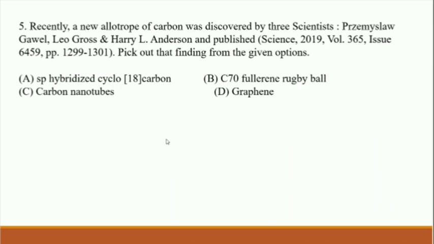Moving on to fifth question. Recently, a new allotrope of carbon was discovered by 3 scientists, Przemysław Gawel, Leo Gross and Harry L. Anderson, and published in the journal Science. Pick out that finding from the given options. So this was a difficult question for me, and the answer is given as A, sp hybridized cyclo-18 carbon. So sp hybridized cyclo-18 carbon was the finding, that new allotrope of carbon which was discovered by these 3 scientists.